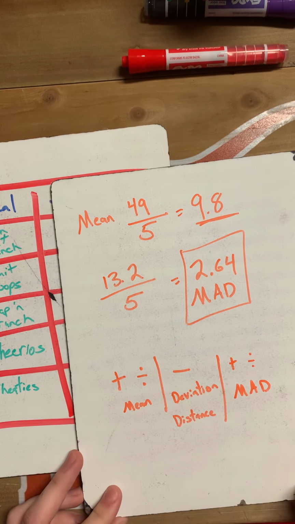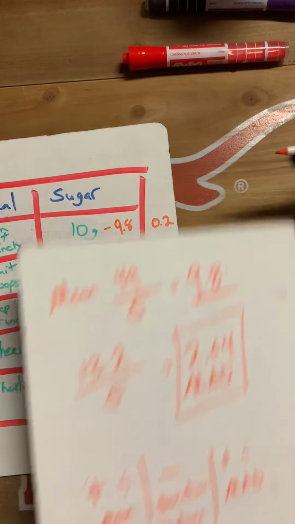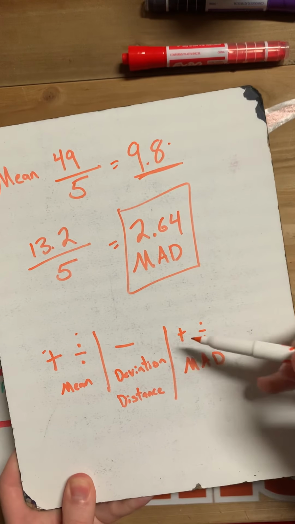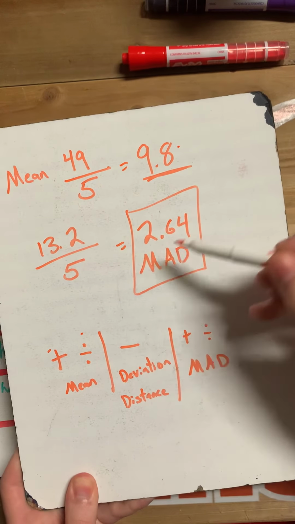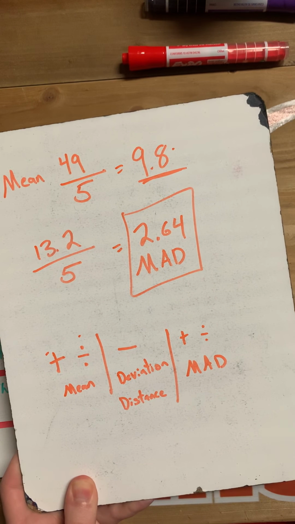So if you remember, it has 5 steps. Add, divide to find your mean. Subtract all your points to find your deviation, and then add and then divide again by the number of data points to find your mean absolute deviation.